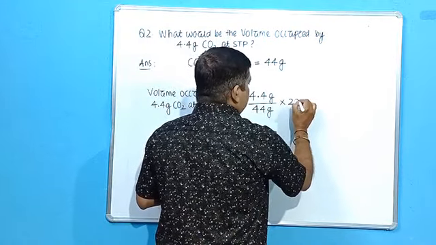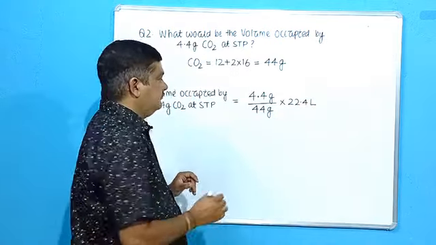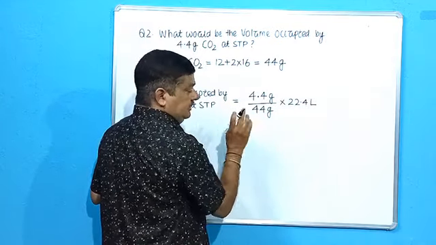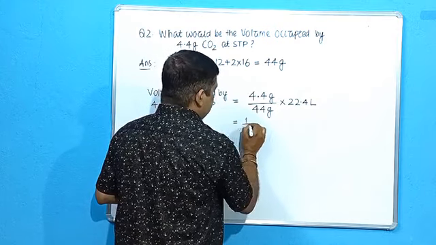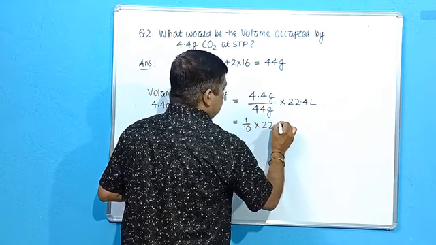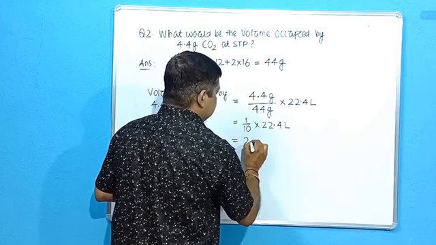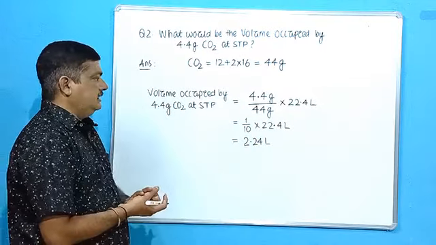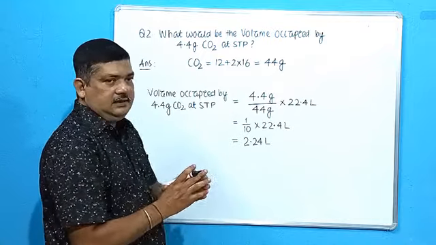Molar volume is 22.4 liter. Okay. So 4.4 means 44 by 10, divided by 44. The 44 cancels out. It becomes 1 by 10 into 22.4 liter. That means it is 2.24 liter. Answer. Okay. So I will use the formula directly, or you can do it in the plain manner.